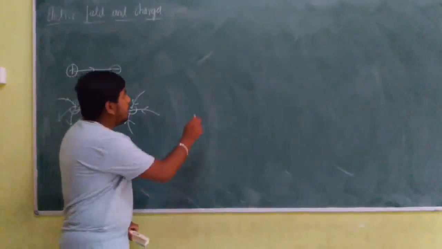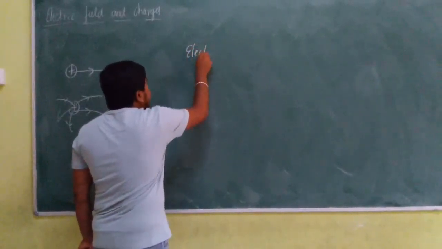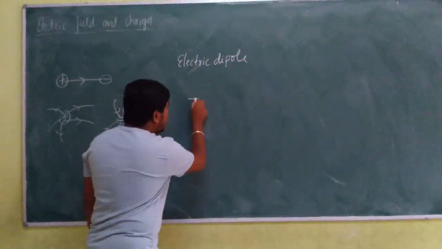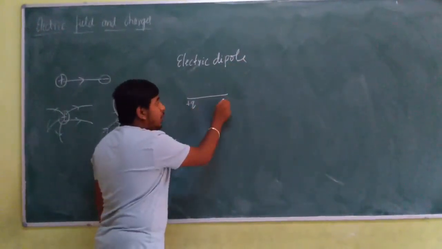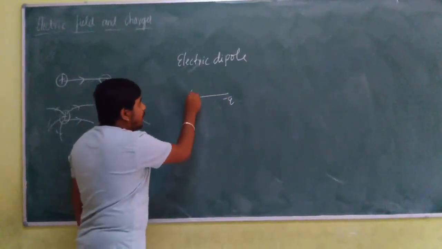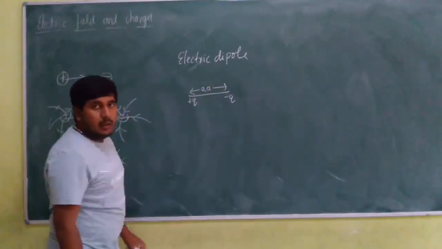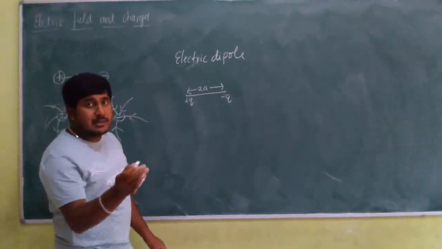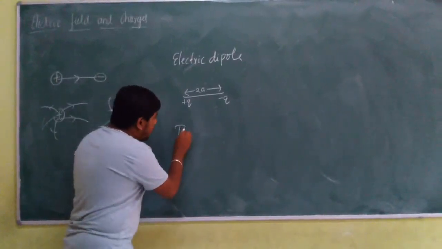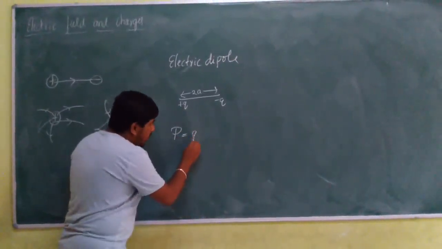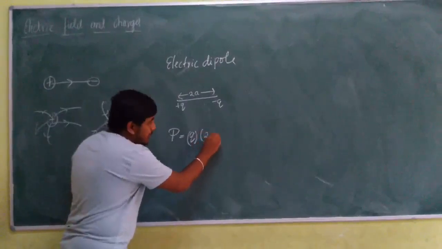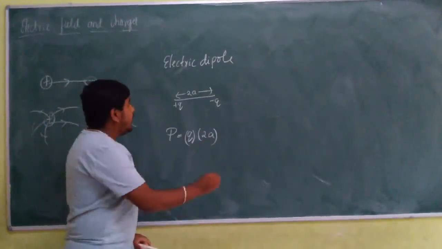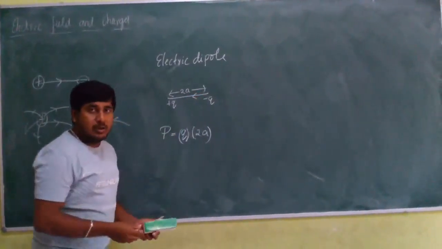After this we came across electric dipole. What is an electric dipole? The simple definition: two charges of equal and opposite magnitude separated by a small distance, let us take it as 2a. Two equal and opposite charges separated by a small distance is called an electric dipole. The electric dipole moment is the product of one of the charges and the distance between them. So dipole moment P is given by P is equal to Q into 2a. The dipole moment is directed from negative to positive.